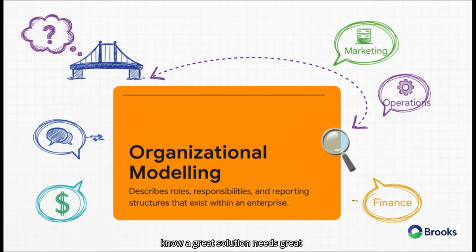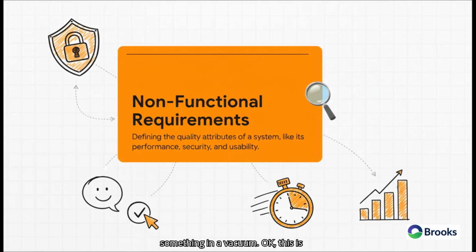You know, a great solution needs great support, and that's where organizational modeling comes in. It helps us answer that critical question: who needs to be involved for this thing to actually work? For our app, we'd figure out which departments, marketing, IT, operations, finance, all have a role to play, and what exactly they're responsible for. It makes sure we're not just building something in a vacuum. Okay, this is so important. It's not just about what the app does, but how well it does it.